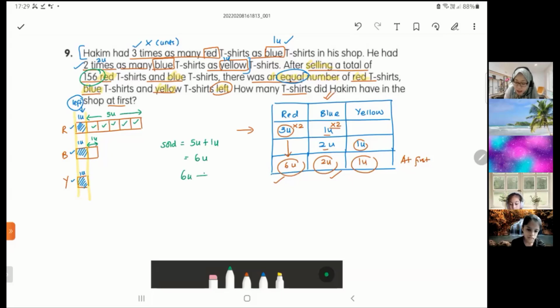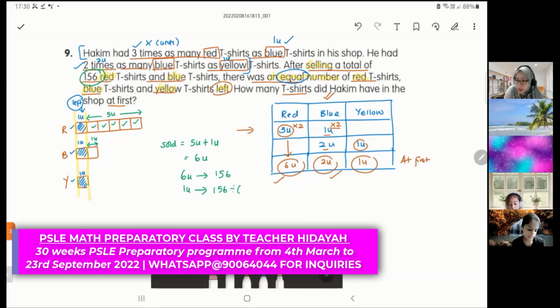6 units represent 156. To find 1 unit, you must always divide, okay? So 156 divided by 6 equals 26.